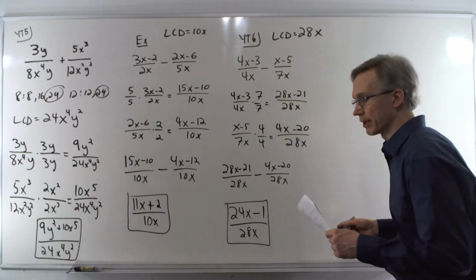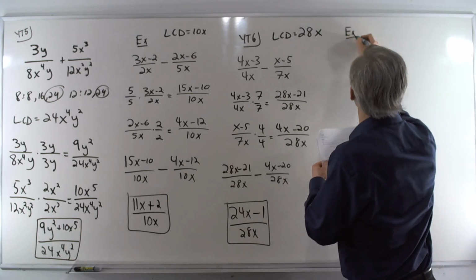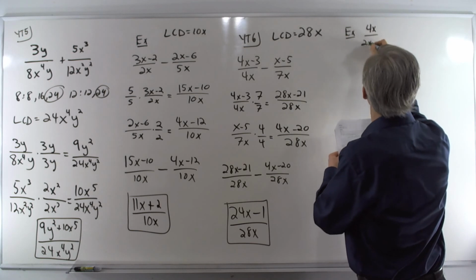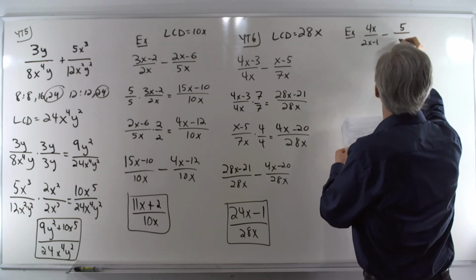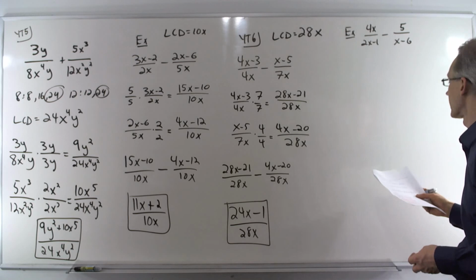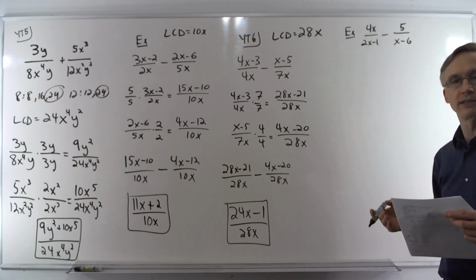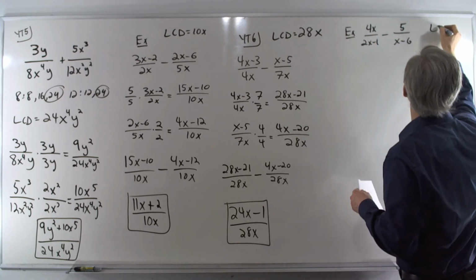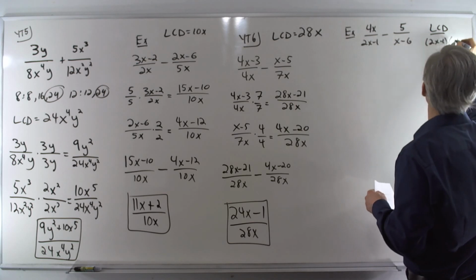Next example, we've got binomials in the denominator. 4x over 2x minus 1 minus 5 over x minus 6. And I've got two non-matching binomials. That means the LCD is going to be their product. So the LCD is 2x minus 1 times x minus 6.